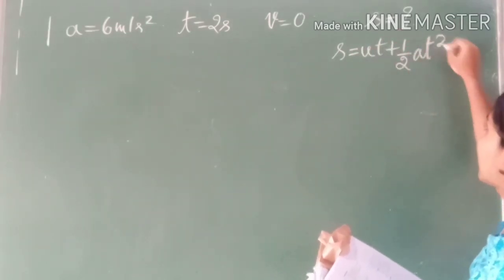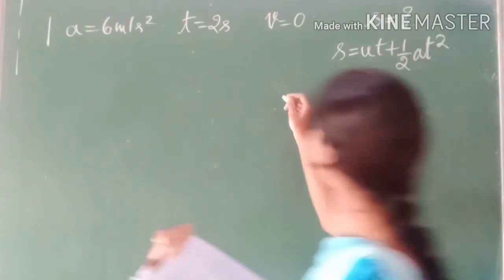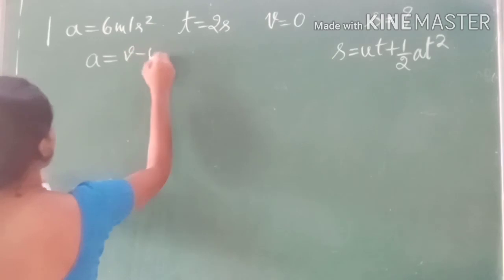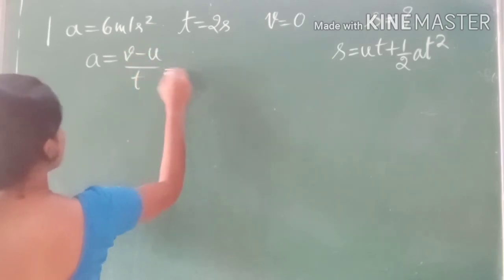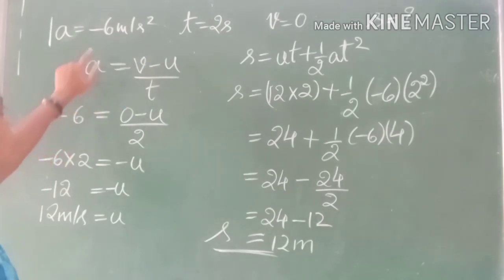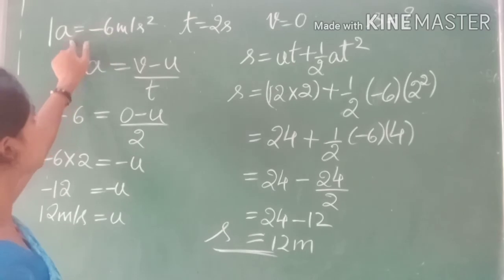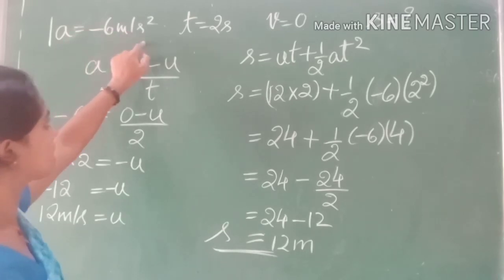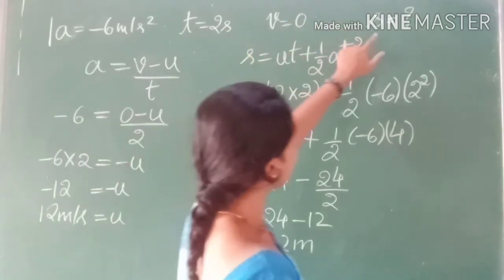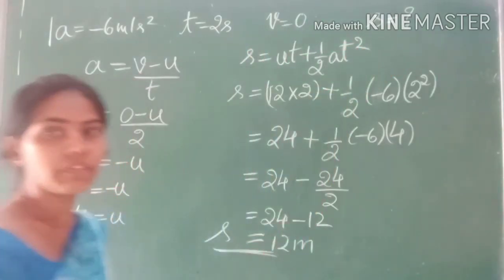You should know the value of u. So let's find the value of u using this formula: a is equal to (v minus u) divided by t. Here the car applies the brake in the opposite direction, which means the acceleration is negative. So a is equal to minus 6 meter per second square, t is equal to 2 seconds, v is equal to 0, and s we have to find out.